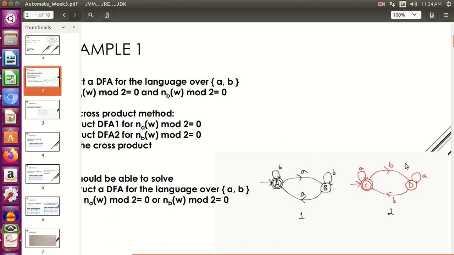Similarly, in this DFA it is the same thing, I have just exchanged the labeling of the arcs. This one is a, this one I have made b, because here we want the number of b's to be even. So my two DFAs are: the number of a's should be even, and the number of b's should be even individually. Now we have to take the cross product of these DFAs so as to construct a DFA which maintains both criteria, that it will accept all the strings with an even number of a's as well as an even number of b's. Let us see how to do it.